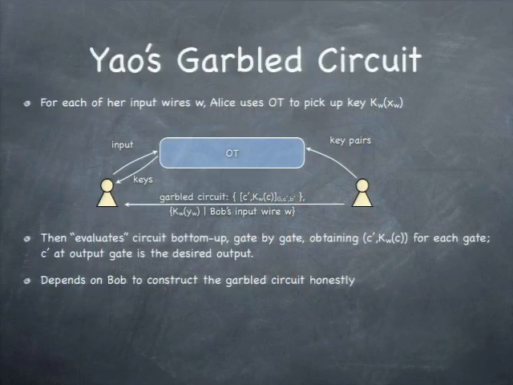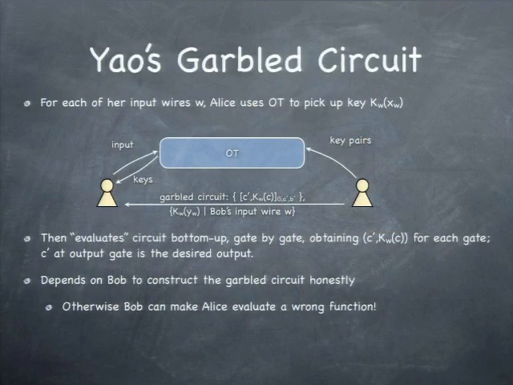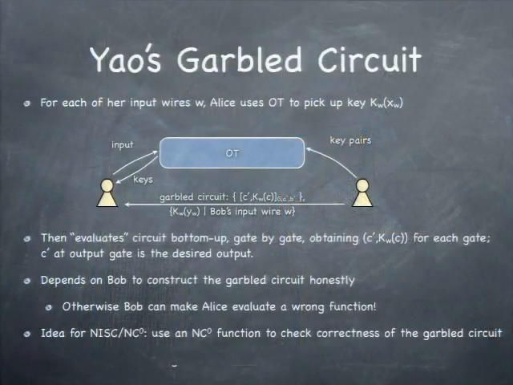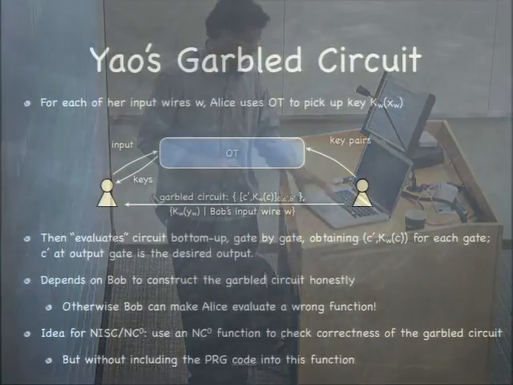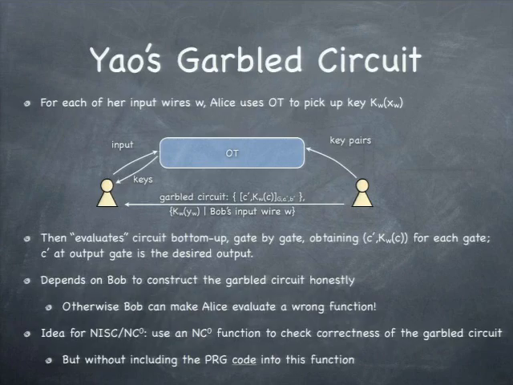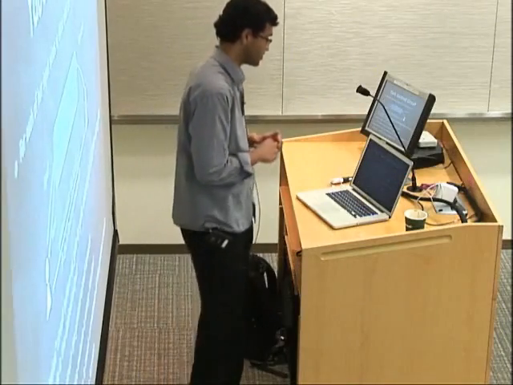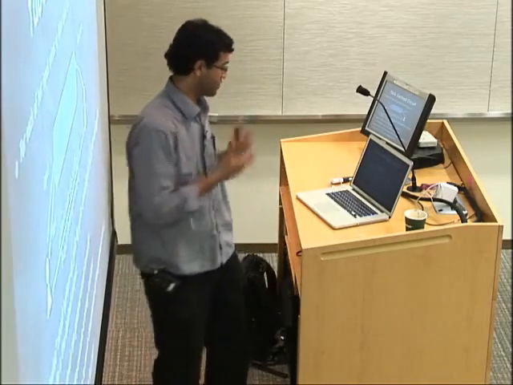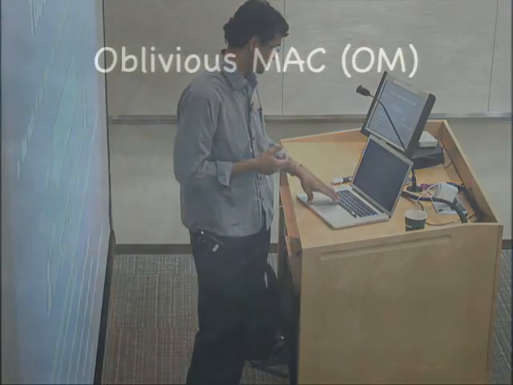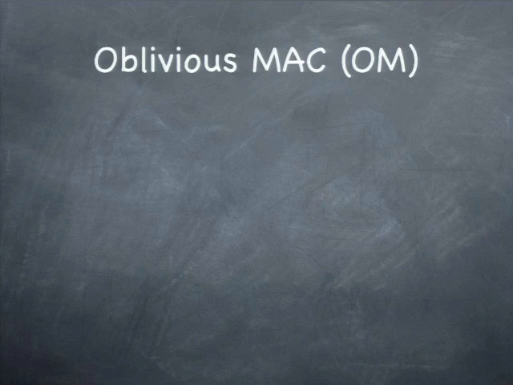As we said, the trouble is that if Bob is malicious, he can make Alice evaluate any arbitrary function. You never know what he puts in those gates. So we want to somehow use the NC0 function to check correctness. The catch is that this NC0 function should not include the PRG code. We use the PRG code in a black-box way, so we cannot really check if this encryption is correct, right? We cannot use the PRG code in this NC0 function. Okay, I'll get to that.